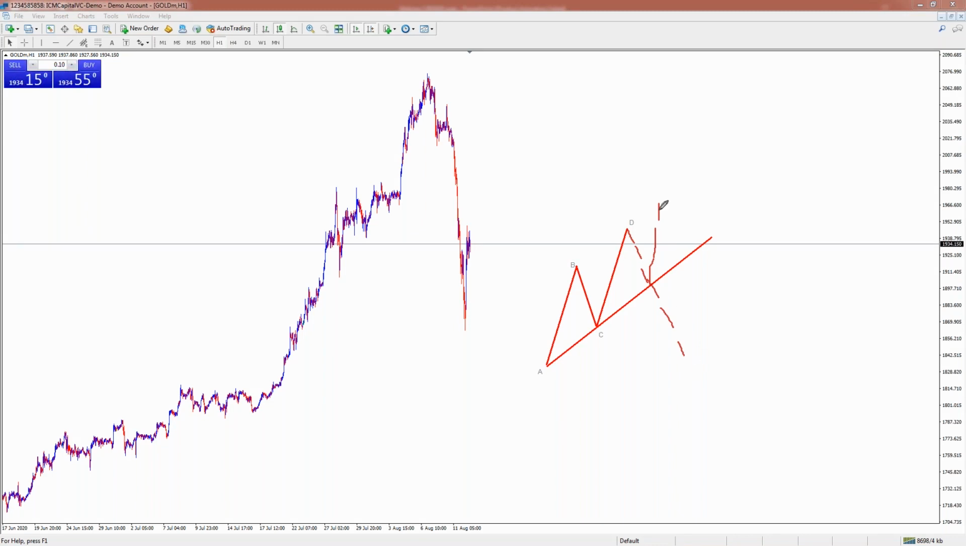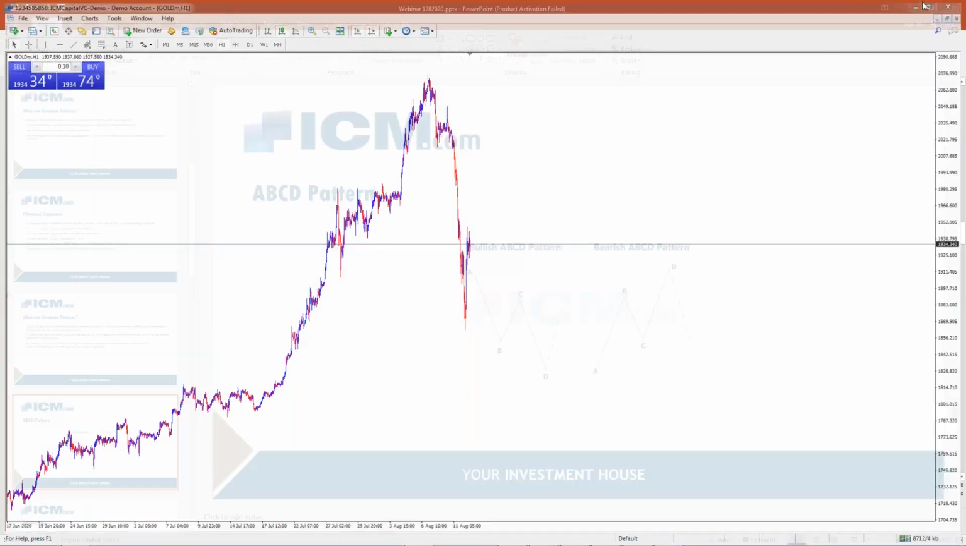If we have another move higher, there's another formation called three drives. So maybe we can have a three waves pattern. You will have to reassess what happened in the market. So this is in theory how you have to look for your patterns. I'm just going to go back to the PowerPoint presentation.